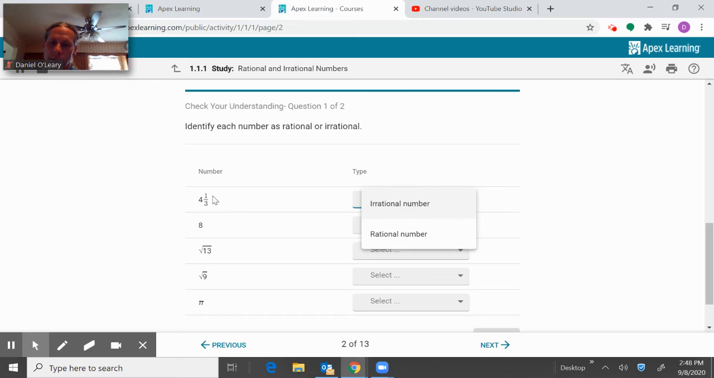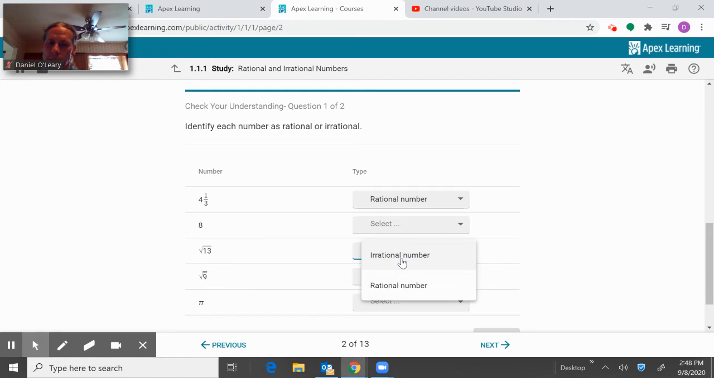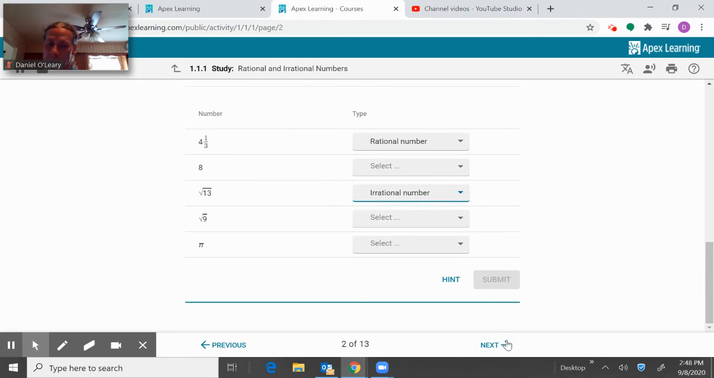Okay, so you have to select, is 4 1/3 irrational or rational? If I think it's rational, I'll click there. Jump down to something like this, square root of 13. Is that rational or irrational? I think it's irrational. And I would want to solve all those again and then click submit.